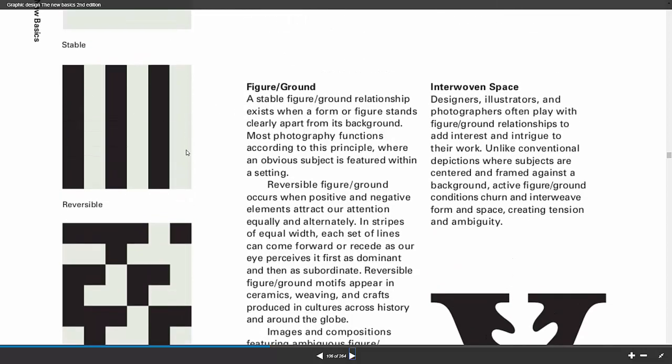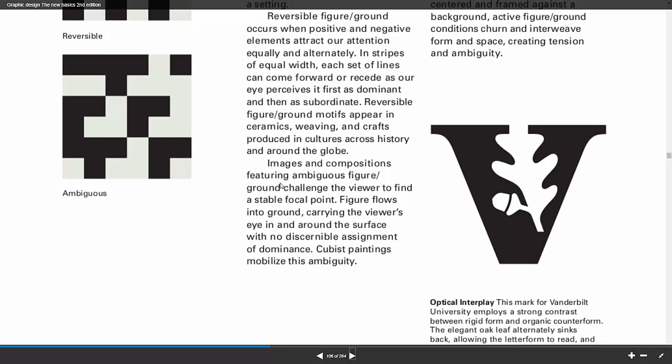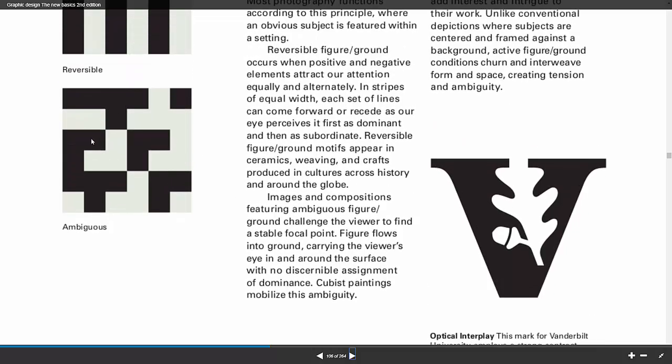Yeah, and this is where you start getting examples like this, okay? You start seeing optical illusions, right? So we have a V, but inside the V it looks like an acorn with a leaf in it, right? So that's reversible. And then images and compositions featuring ambiguous figure ground challenge the viewer to find a stable focal point, which is true. We're looking to see where is the focal point for that.